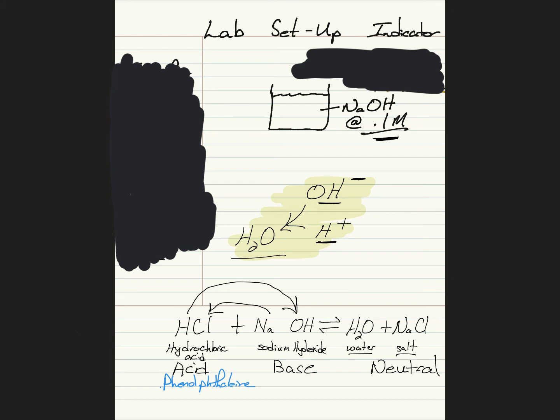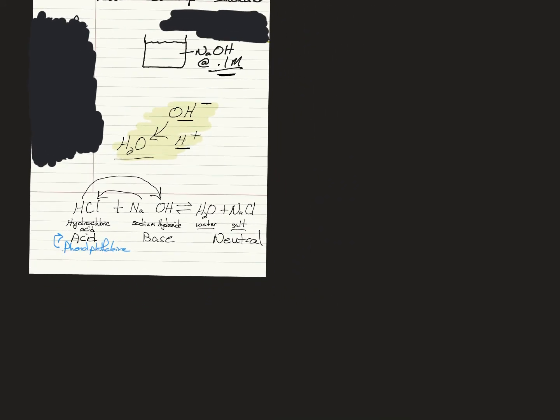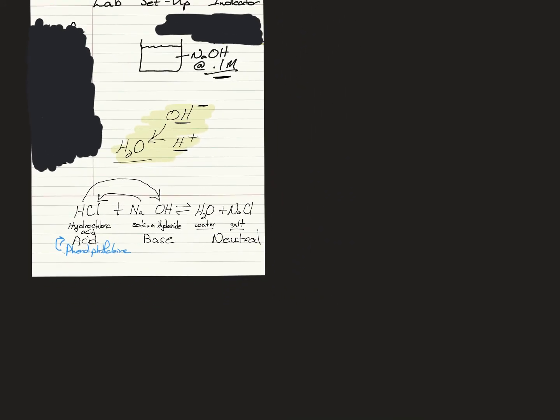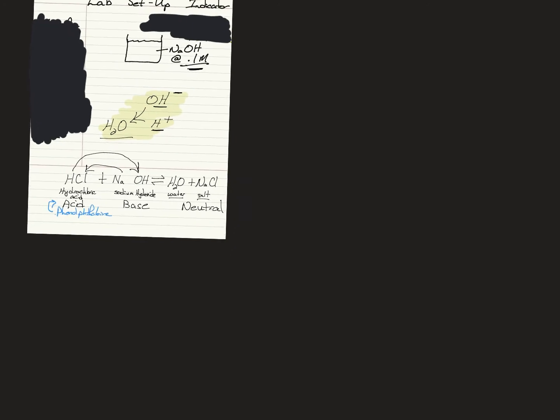The phenolphthalein is being added to the acid, because as long as it's in the acid, it's clear. Once the solution turns basic, it changes color. You know the concentration of the sodium hydroxide. You're adding the phenolphthalein to the acid so that once there's more OH present, once it becomes a base, you have a changing color.